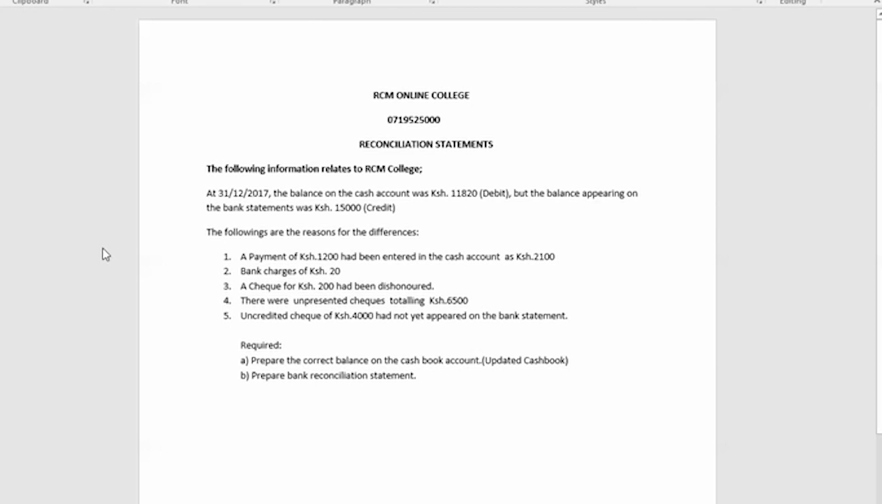900. I'm getting 12,720. Then I get balance brought carried down. Carried down will be the difference. So I less my 20 plus 200. I less that one. I get 12,500.